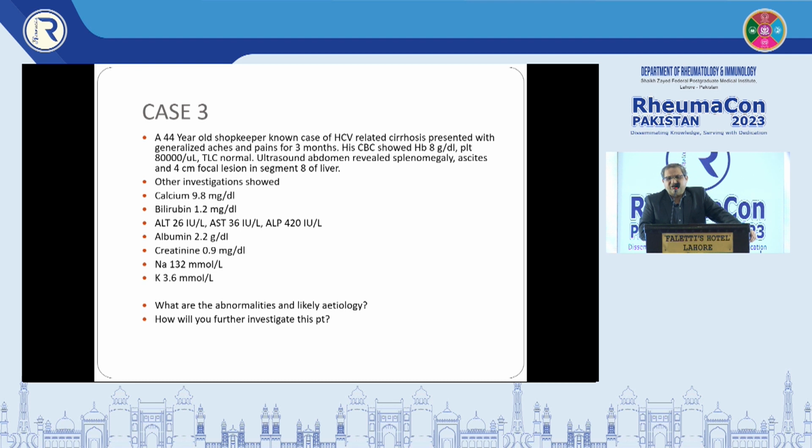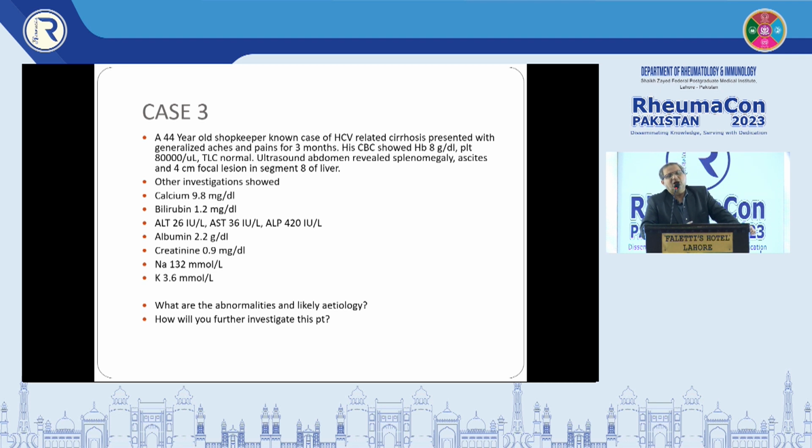Other investigations showed calcium 9.8 milligram per deciliter, bilirubin 1.2, ALT 26, AST 36, alkaline phosphatase 420, which is elevated. Albumin is 2.2, creatinine is 0.9, sodium is 132, and potassium is 3.6. Now in this patient, although the calcium level appears normal, when we adjust with the albumin, the calcium level is elevated.